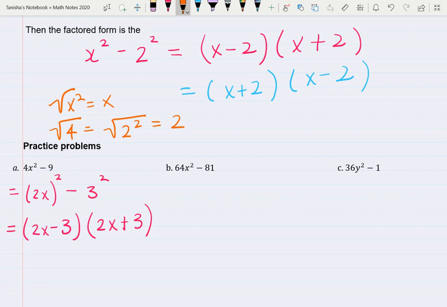Let's try question 8. So is this a difference of squares? Well, to get 64x squared, we can take 8x and square it. Yep, so that's a perfect square. And then 81, that's just 9 squared. So this is definitely a difference of squares.